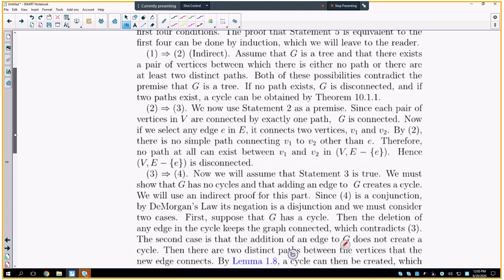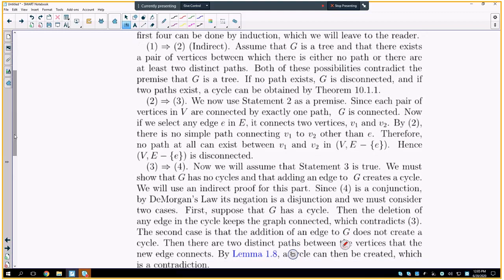The first one first. We're going to show that 1 implies 2. So assuming that G is a tree, we're going to show that property 2 is going to be true. So assume that G is a tree and that there exists a pair of vertices between which there is either no path or there are at least 2 distinct paths. Both of these possibilities contradict the premise that G is a tree.